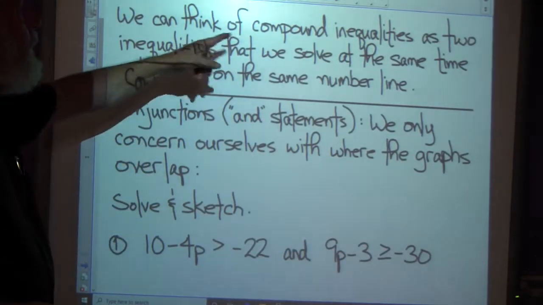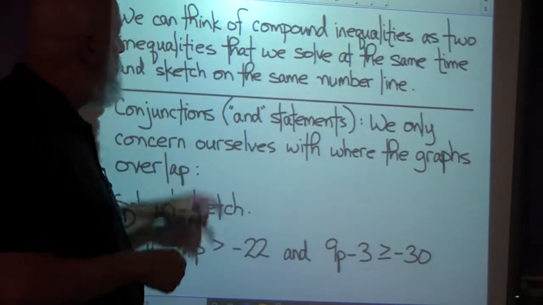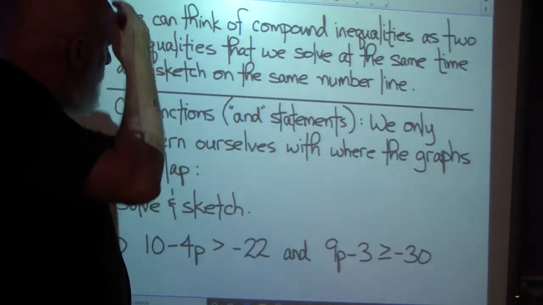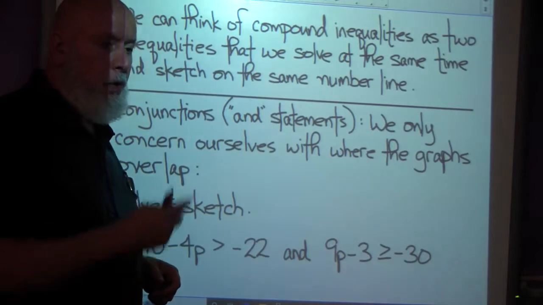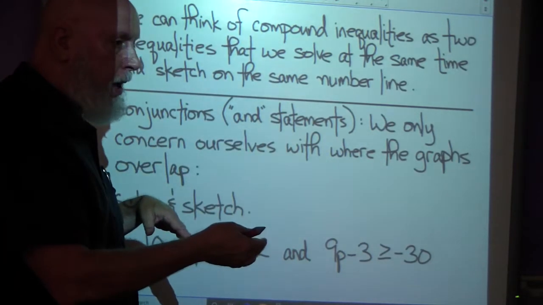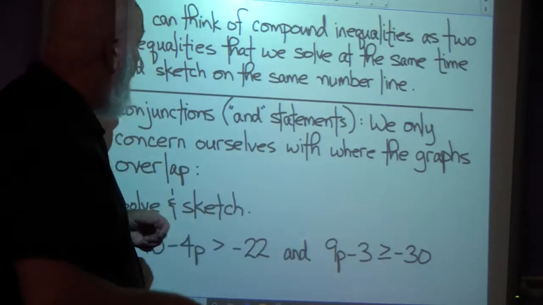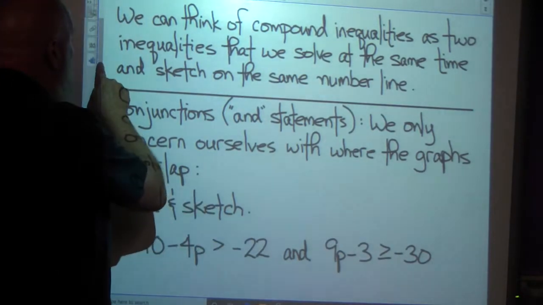We can think of compound inequalities as two inequalities that we solve at the same time, and we sketch them on the same number line. That's what compound inequalities are. Two inequalities, we're going to solve them at the same time and sketch them on the same number line. Okay?